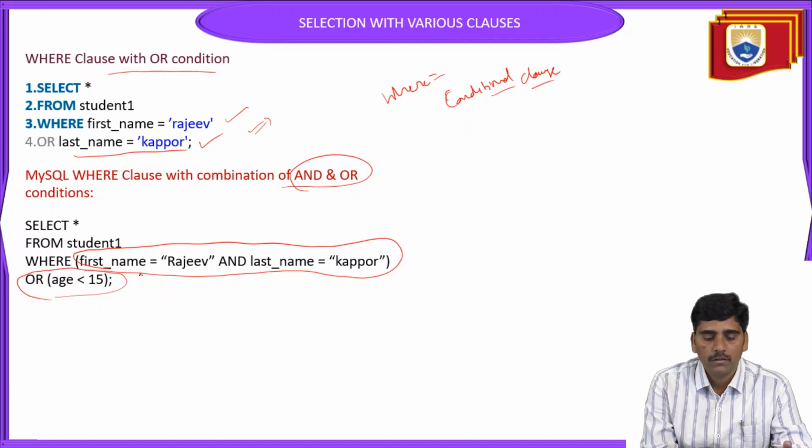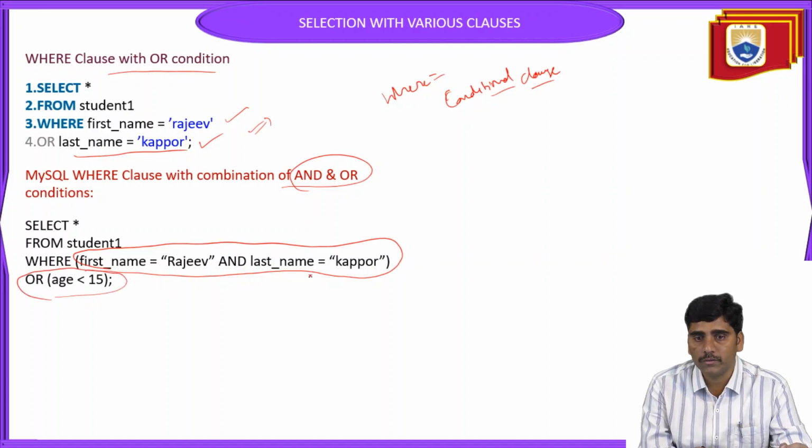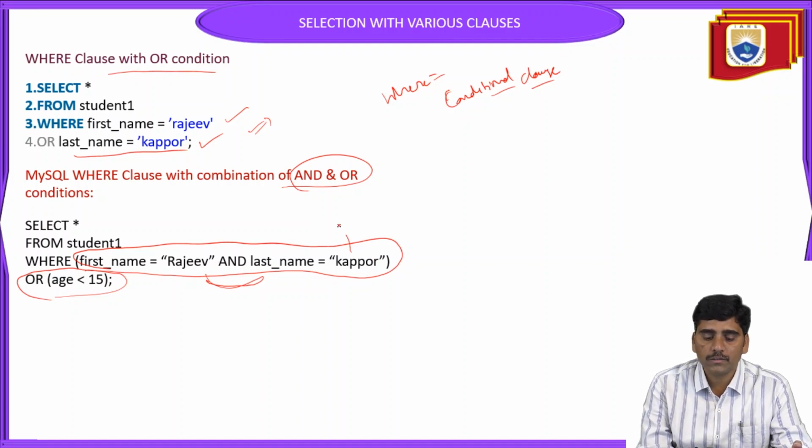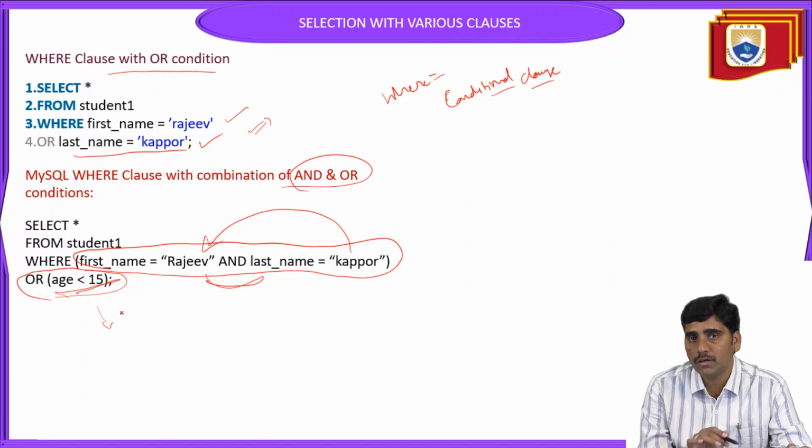So here the first name equals Rajiv and last name equals Kapoor. So what condition is applying here? Either it has to display the first name equals Rajiv and last name equals Kapoor values, or the age less than 15 values. Whoever has the age less than 15 has to be displayed, or else whoever has the first name equals Rajiv and last name equals Kapoor has to be displayed.